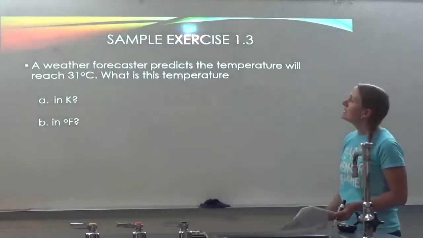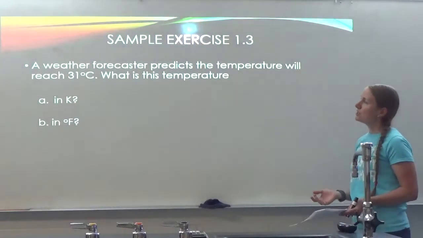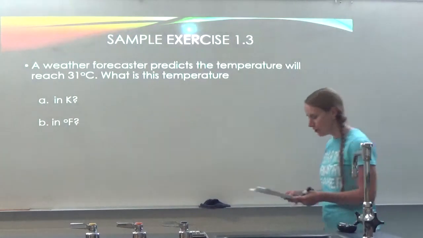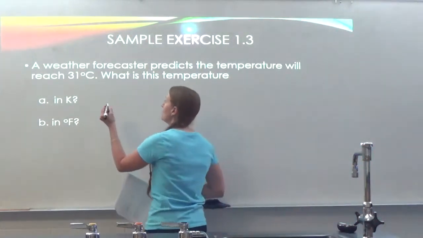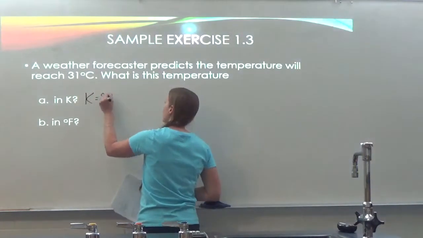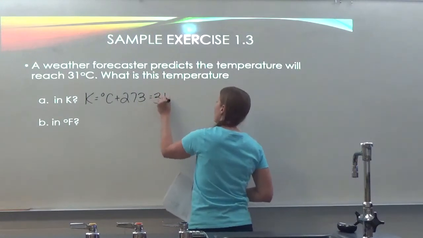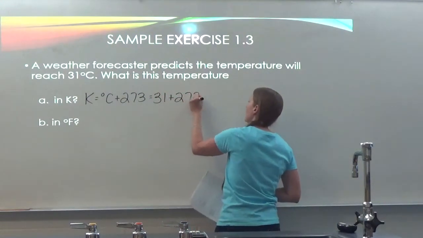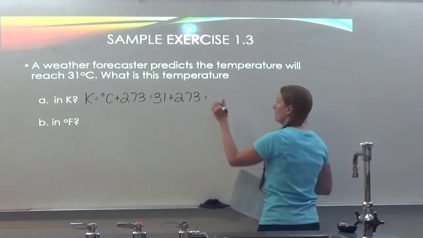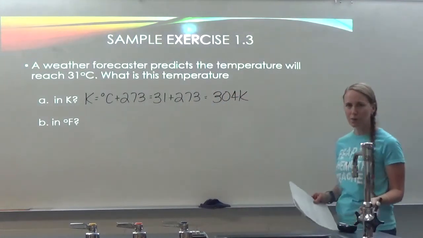Alright, so it says, a weather forecaster predicts the temperature will reach 31 degrees Celsius. What is this temperature in Kelvin? So, first thing I have to do is say, okay, well, Kelvin is Celsius plus 273. So I just plug in. 31 plus 273 is 304 Kelvin. That's all I have to do for that one.